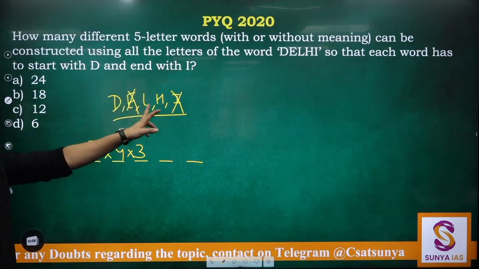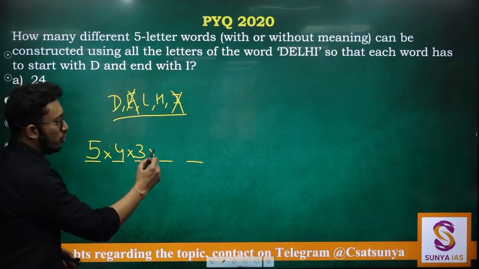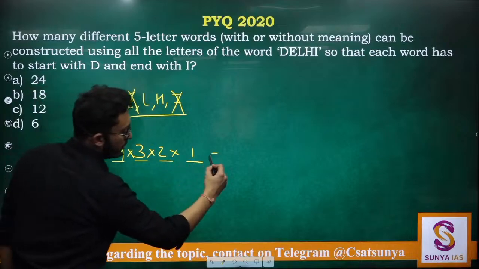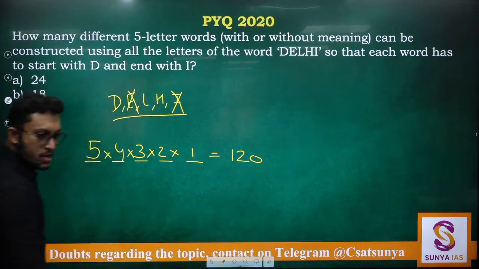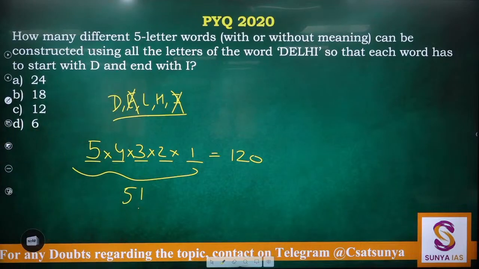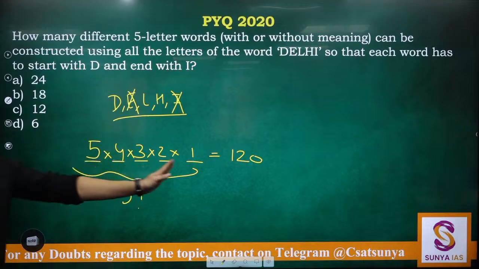I am left with D, L and H. So 2 and 1. So in total I am left with 120. This is what is 5 factorial. जो हम अभी factorial notations देख रहे थे ना, this is what is factorial notations.